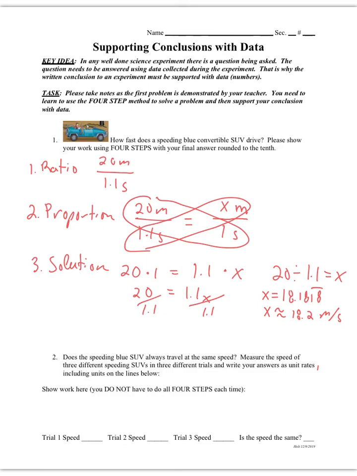Now the last step, remember, is to write a conclusion, and this conclusion is going to be written as a sentence. So go ahead and write out the name of the step for conclusion. At this point, you're taking the answer, which you figured out, and putting it into a sentence, and you want to bring it back to the original question. How fast does a blue speeding SUV drive? A good conclusion is going to restate the key words from this question and answer them with this number that we have solved, which is now a unit rate.